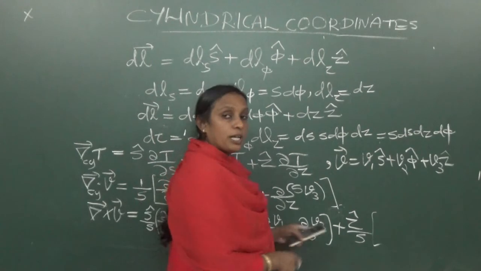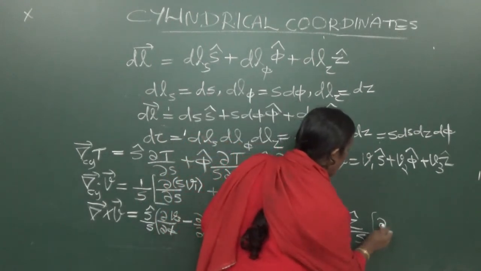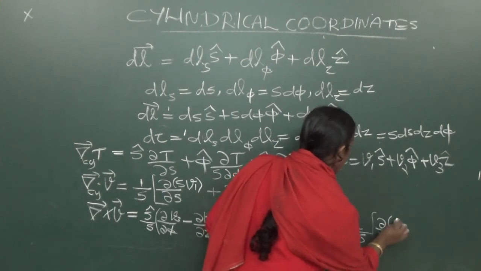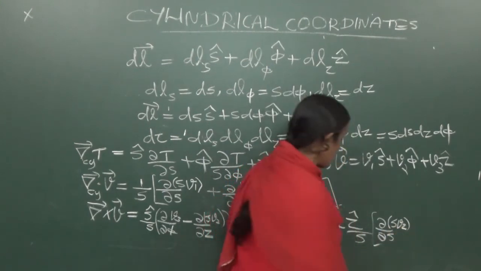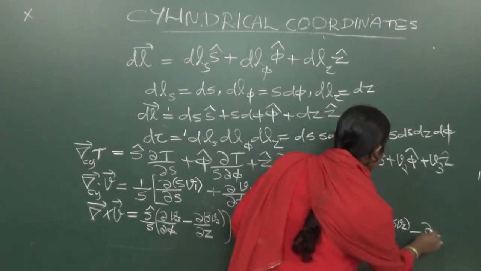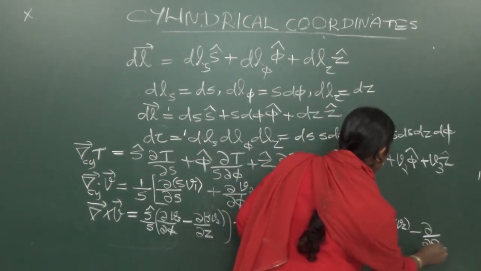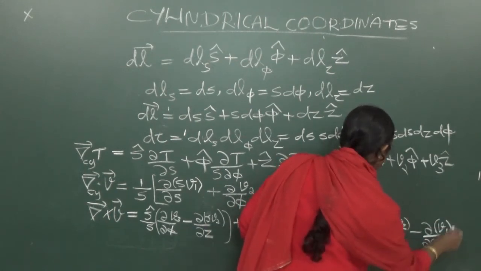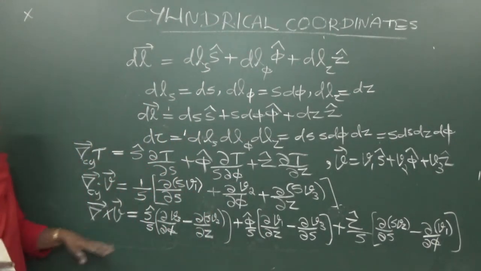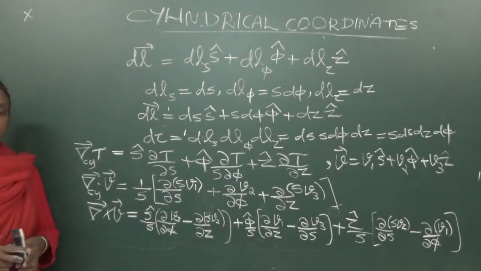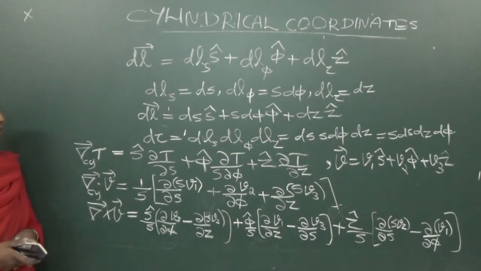The third component, to get z cap, you need dou by dou s of V2. Along with V2 there is a scale factor s, so s V2 minus dou by dou phi of V1. This is the curl in this cylindrical coordinate system.